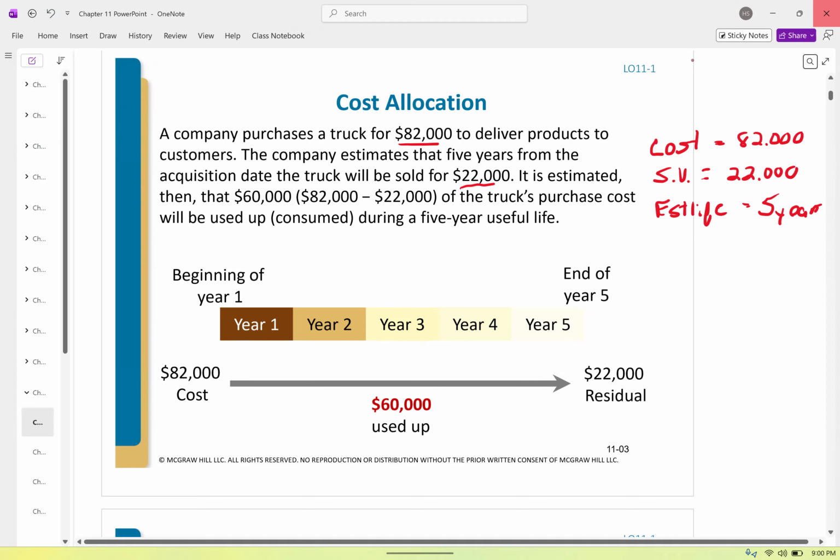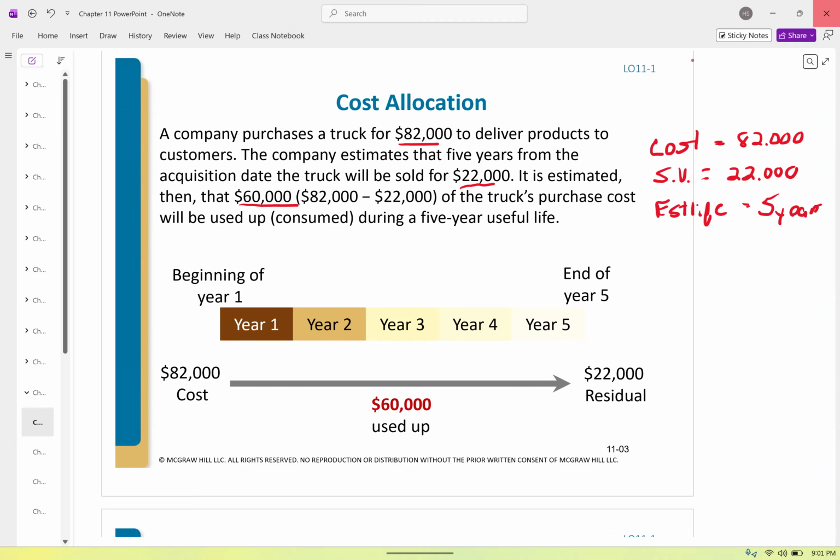So $60,000 is what they call the depreciable base. They come up with a fancy term. It is just the cost minus the salvage value. So the truck's purchase cost will be used up during the 5 year life. 60,000 is going to be used up over 5 years. And how we allocate that is a couple of different methods.